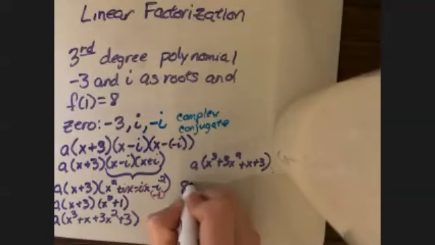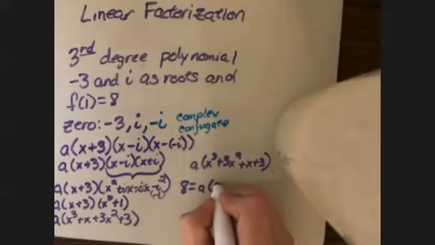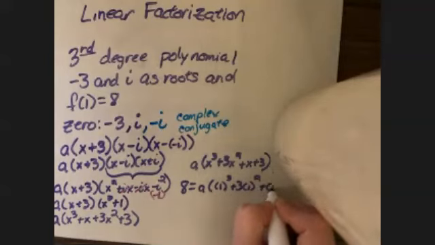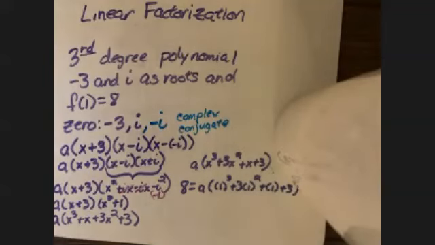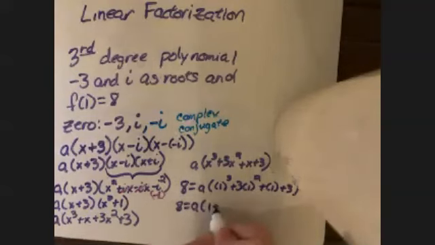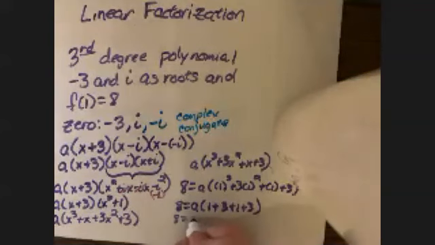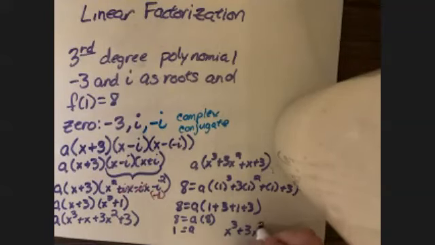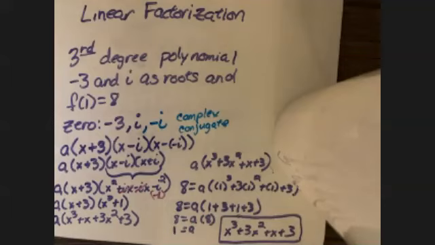So I know my answer is supposed to be 8 when we plug in 1. Okay? So we've got a, and that's going to be 1 plus 3 plus 1 plus 3. So I've got 8 equals a times 8. So a is 1. So my final equation would be just the x cubed plus 3x squared plus x plus 3. Okay, so this would be my final answer equation, since my a is 1.